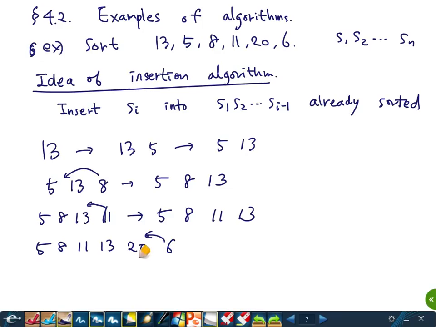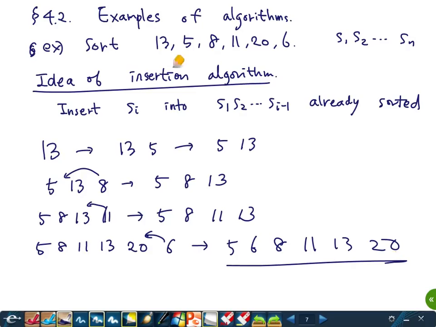Compare 6 with 12. This is smaller than 12, right? So go to the next number. 6 is still smaller than 13. Go to the next. Smaller than 11, smaller than 8, but bigger than 5. So it must be after 5. So finally, we get this. So this is the sorted sequence of the original sequence. All right?